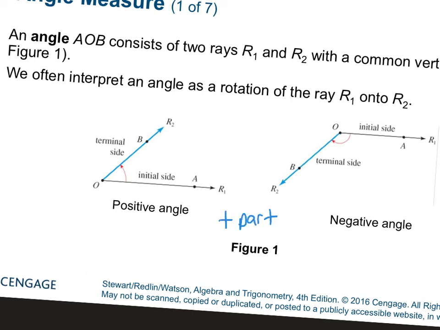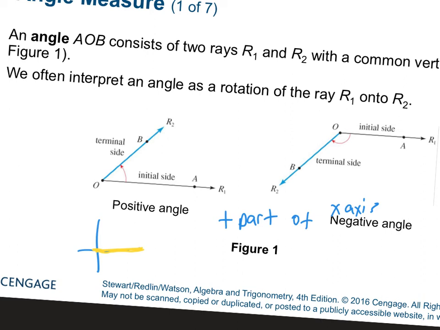I'm going to write this down. Positive part of the x-axis. Meaning, right here. This is the positive part of the x-axis. That's always going to be your initial side. That's where you're going to start from. And then terminal. What does it mean if something is terminal? Initial is where it begins. Terminal is where it ends, okay?